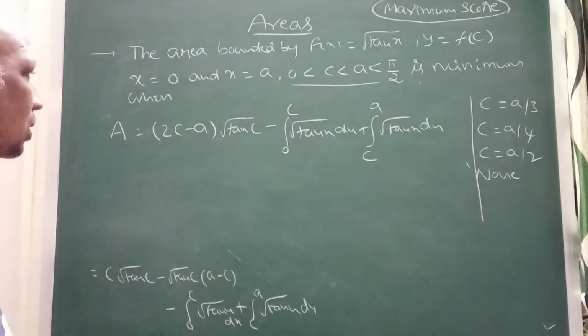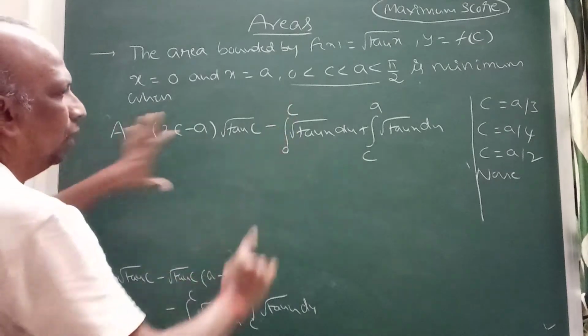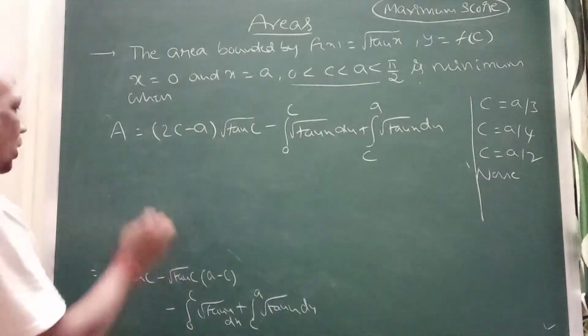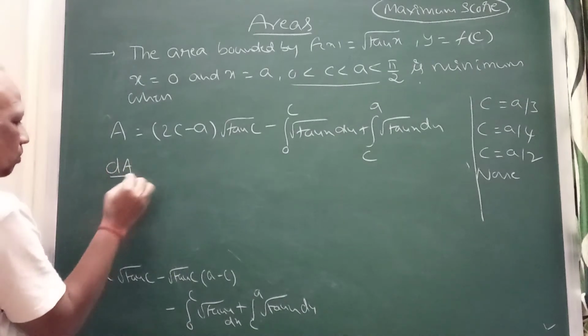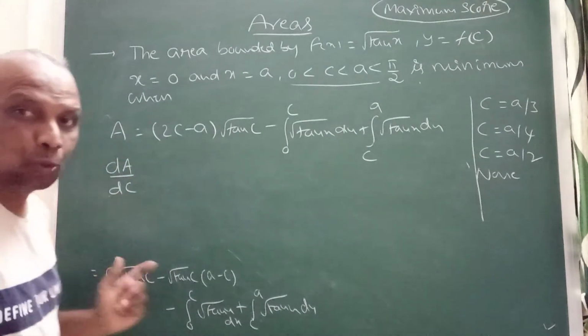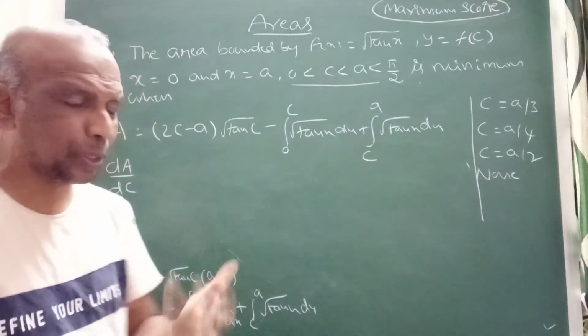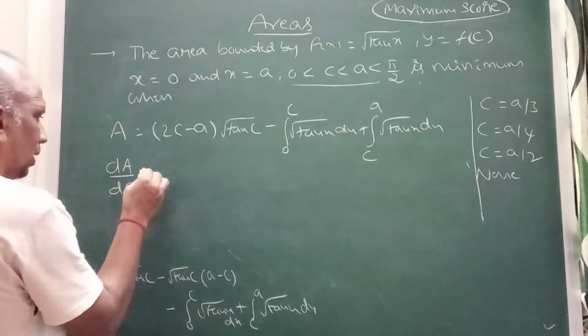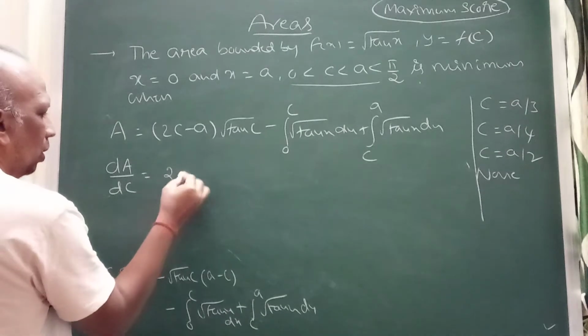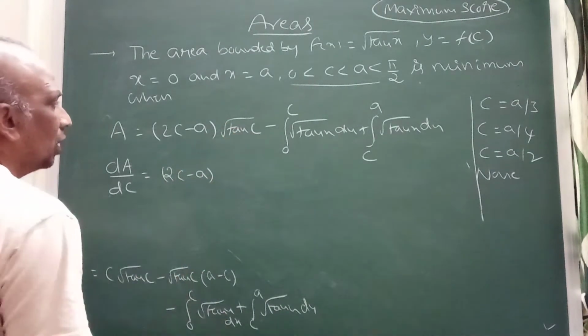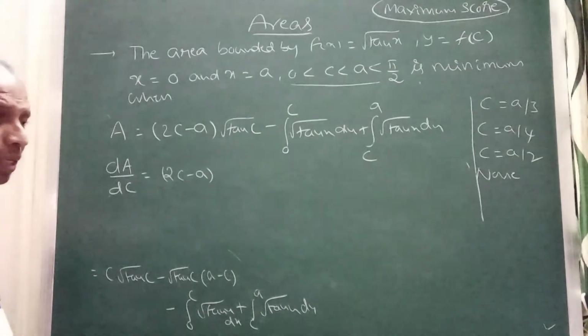When you have done this, this is enough. Here I want to find the area should be minimum. Find dA by dC, because then you should find at the point C, differentiate with respect to C. We take dA by dC, use product rule, 2C minus A into derivative of root tan C. So you can think I am doing with respect to C, correct.